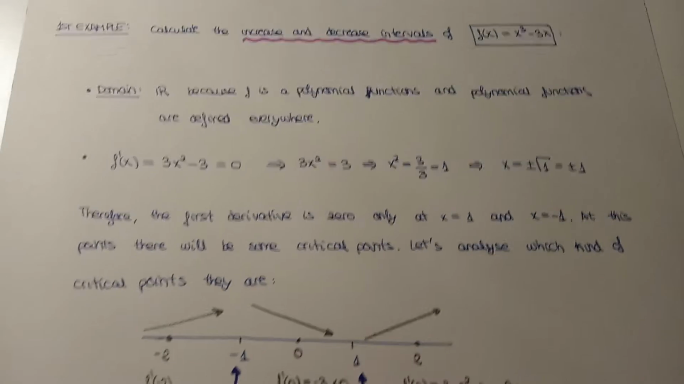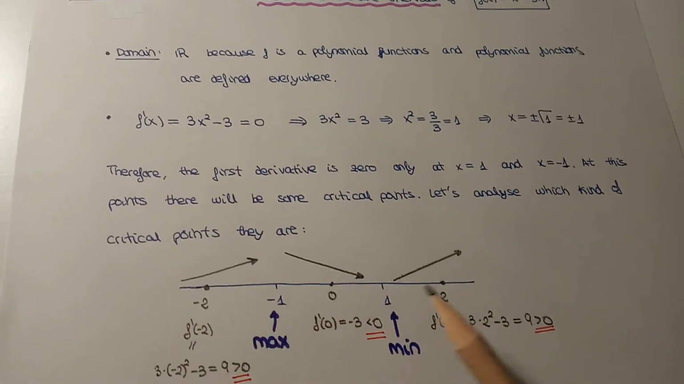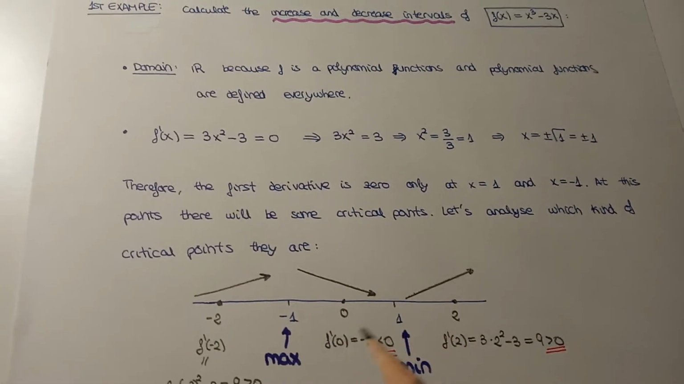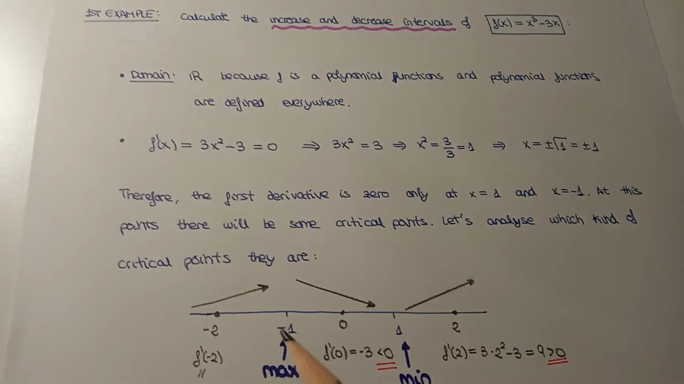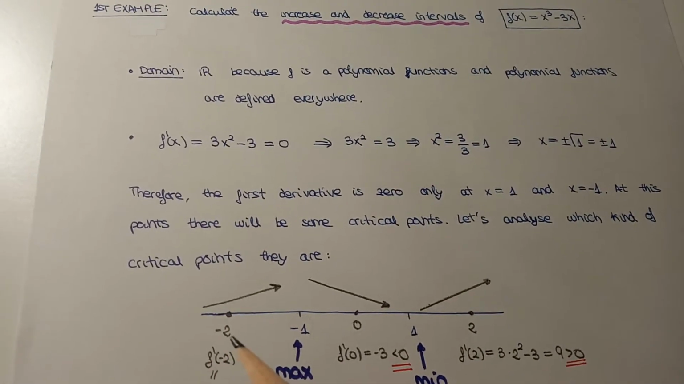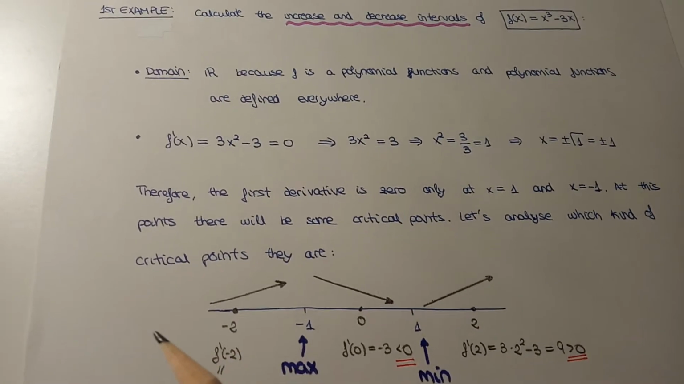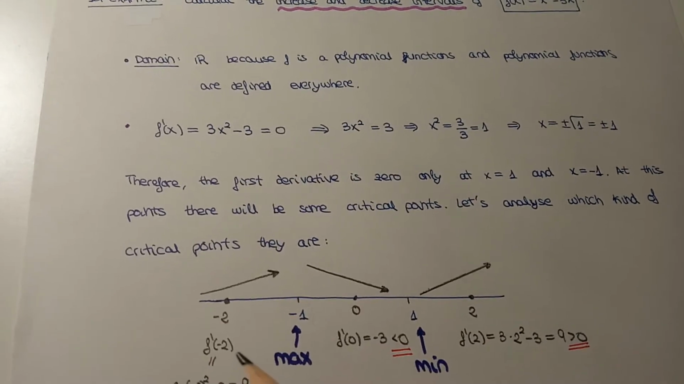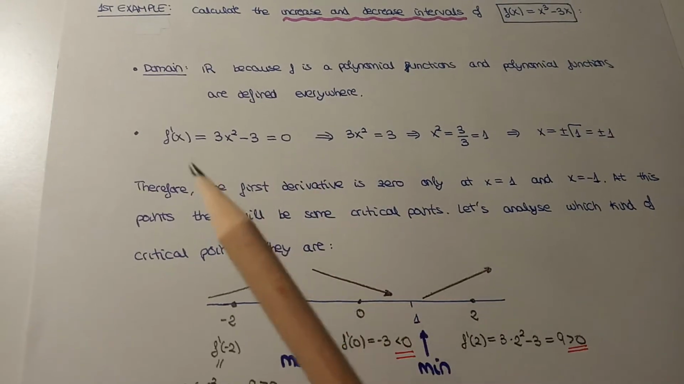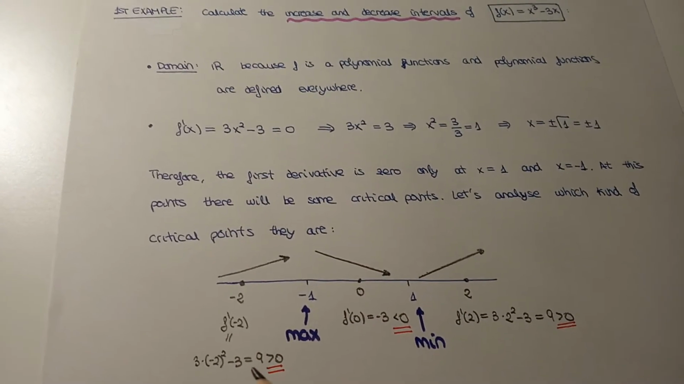Then we make the real line and locate these two points, and we choose any value on the left side. I've chosen minus 2, but we could choose minus 3, minus 100, it doesn't really matter. We replace this value in the derivative and we obtain that the derivative is 9.